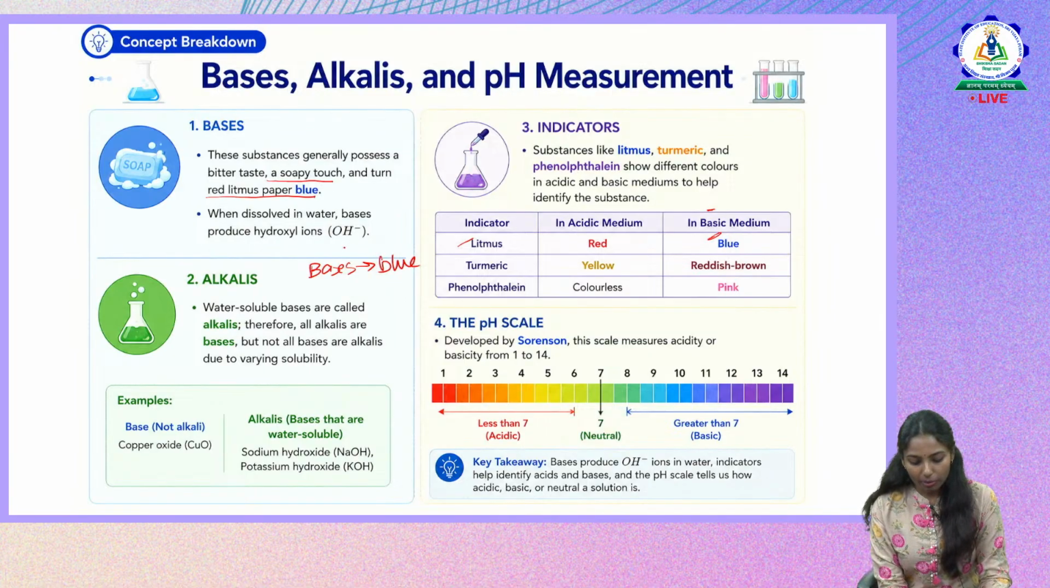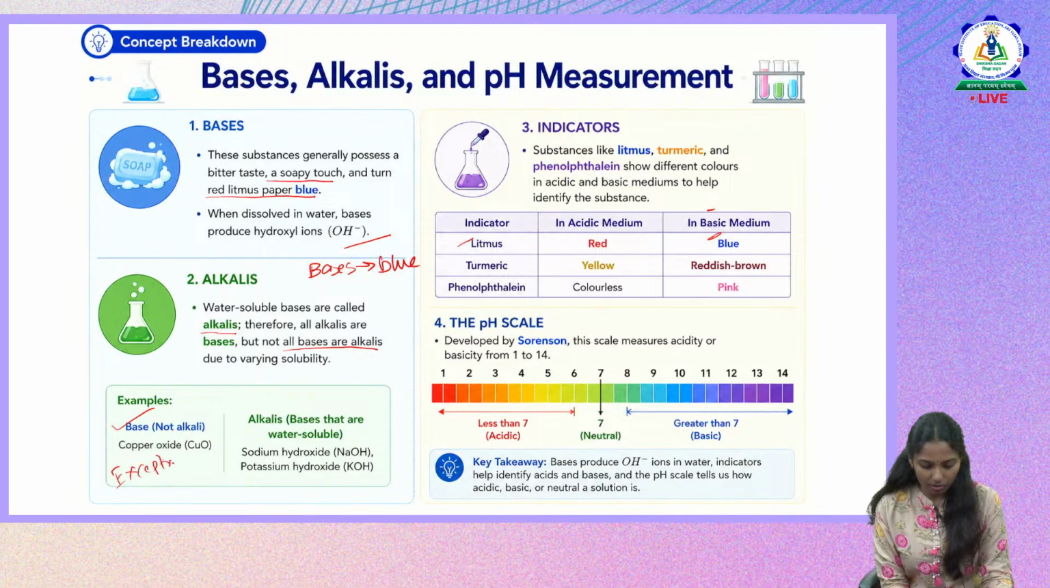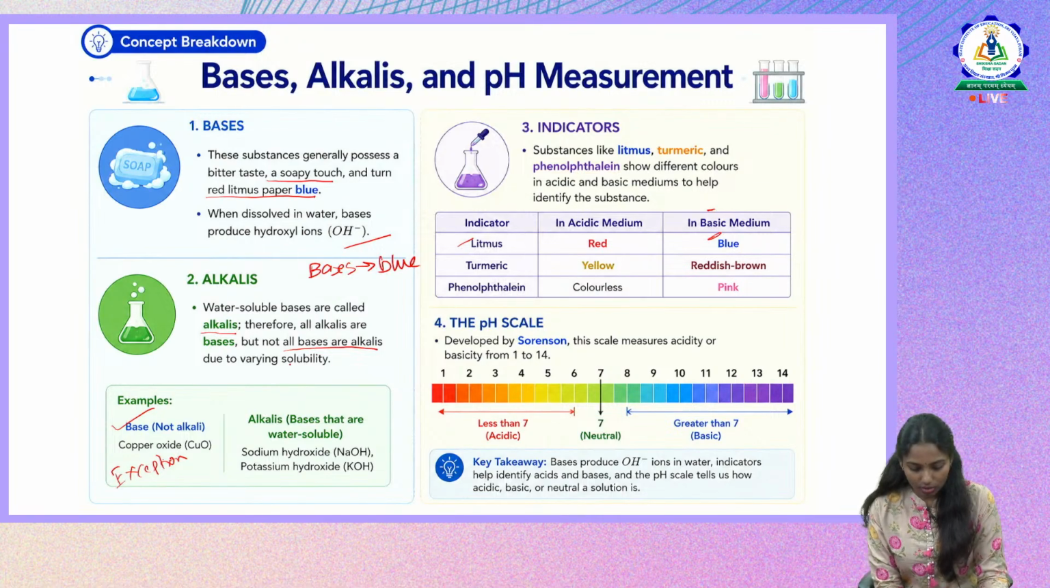And we also talked about how they produce hydroxyl ions or OH minus ions. As we have already told, all the bases, when dissolved in water, are water soluble and are also called alkalis. But here there is one thing to remember: not all bases are alkalis. If you see here, there is one base, copper oxide, which is not an alkali. So this is one of the exceptions we have here. So you can remember that exception. Here all the alkalis are bases. So even that you can remember.